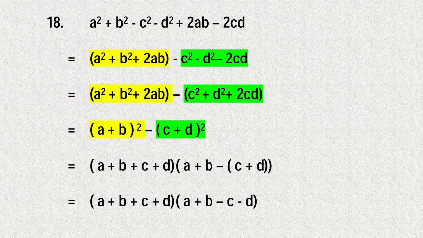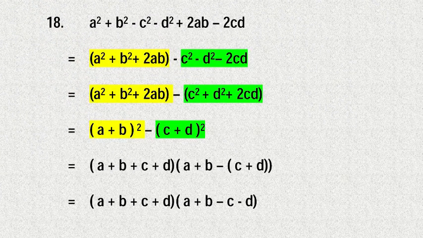Question number 18. A square plus b square minus c square minus d square plus 2ab minus 2cd. By observing the values of 2ab and 2cd, we have to rearrange the terms in such a way to get the form of an identity. So let us consider the terms in such a way that a square plus b square plus 2ab will form a group, minus c square minus d square minus 2cd will form the other group.